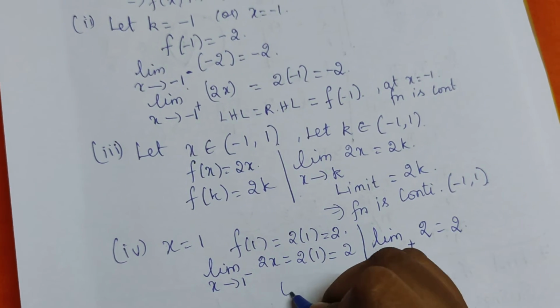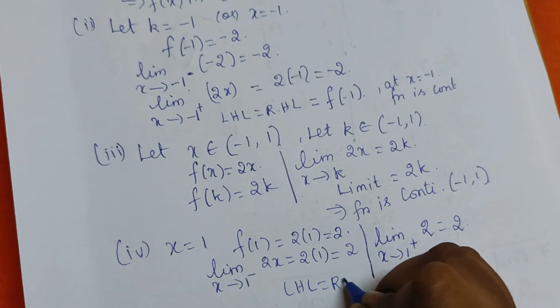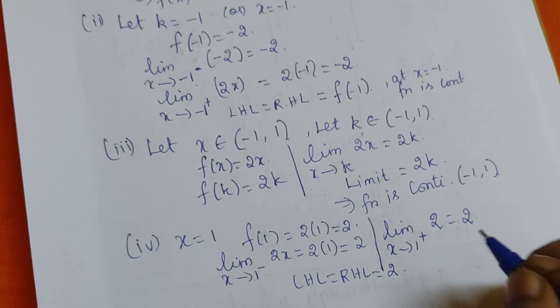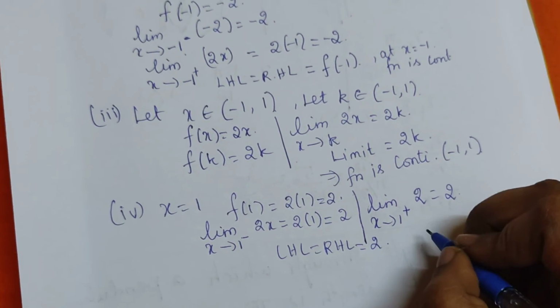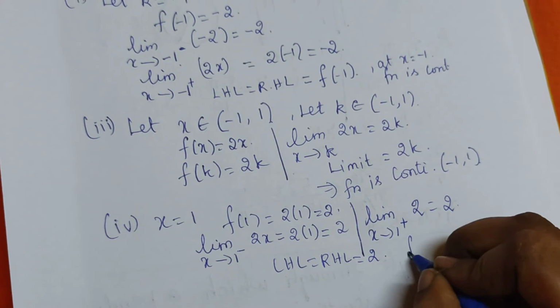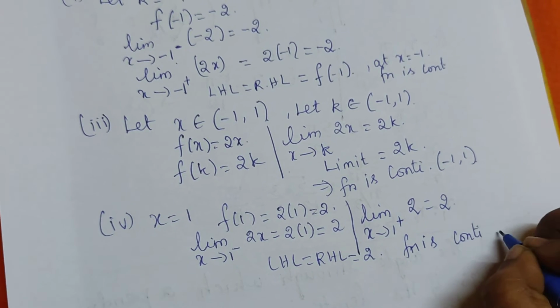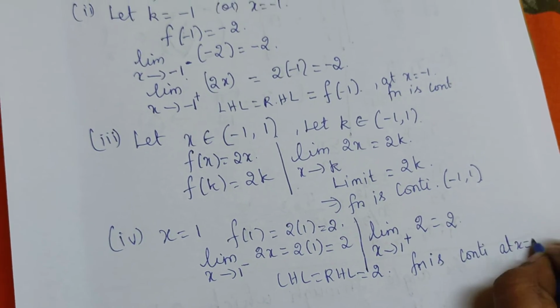So here the left hand limit is equal to the right hand limit, which is equal to the functional value. So we can say the function is continuous at 1. F is continuous at x equal to 1.